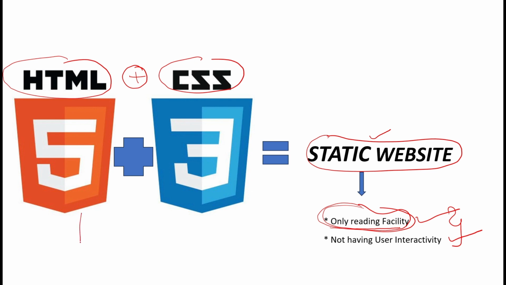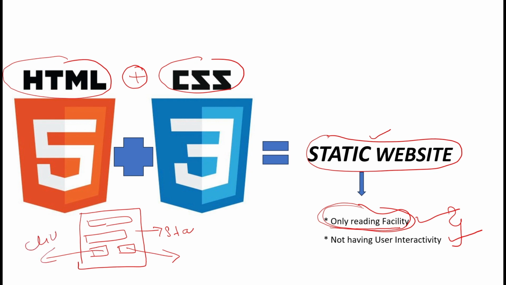Consider this is a static web page. It has some contents, some buttons, some inputs, but we are not able to fill the input or click the button. Only the display and the content will be visible to us. For the content they use HTML and for designing they use CSS, and there is no interaction. That's why it is called a static website.